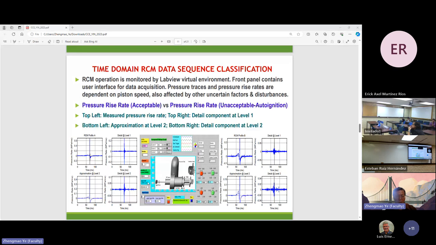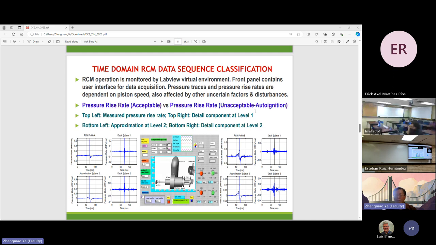So let's take a look at the RCM operation. Its operation is monitored by the LabVIEW virtual environment. The front panel simply contains the user interface for data acquisition. The pressure traces and the pressure rise rate are dependent on piston speed, also affected by other uncertainty factors and the disturbance. Now we have our acceptable pressure rise rate located on the left.